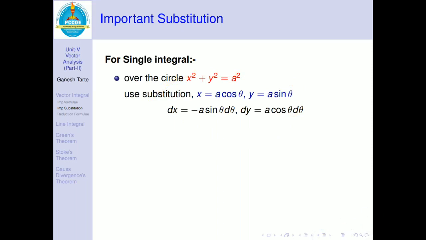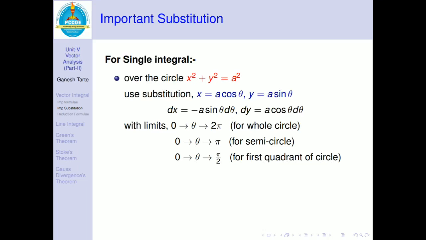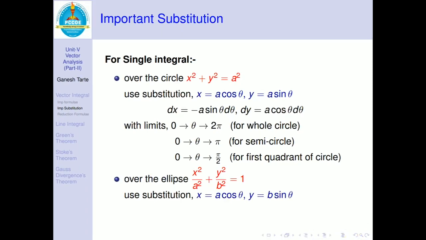If the given circle is a full circle, then limits are 0 to 2 pi. If it is a half circle, semicircle, then limits are 0 to pi. And for the first quadrant of the circle, limits are 0 to pi by 2. For the ellipse, x square upon a square plus y square upon b square equals 1, we use the substitution x equals a cos theta, y equals b sin theta, and dx equals minus a sin theta d theta, dy equals b cos theta d theta. With limits, theta changes from 0 to 2 pi for the whole ellipse.